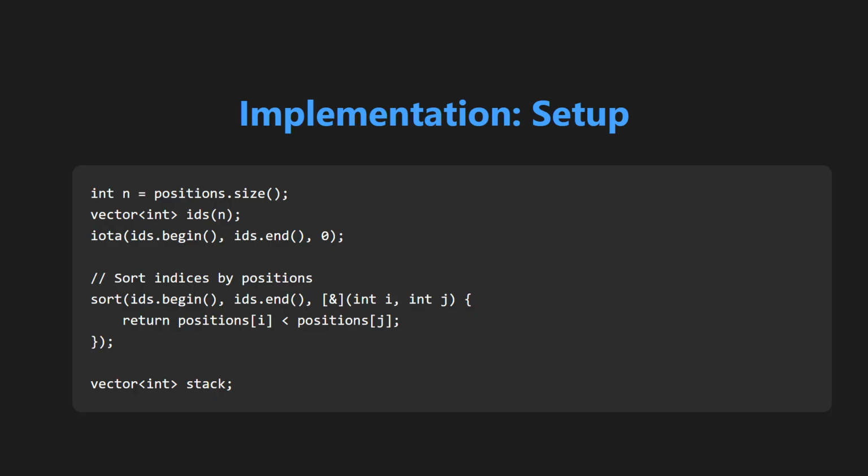Let's dive into the implementation. First, we create an array of indices and sort them based on their initial positions. Then, we initialize a stack. We iterate through the sorted indices. If a robot is moving right, we simply push its index onto the stack, as it might collide with a left-moving robot later.